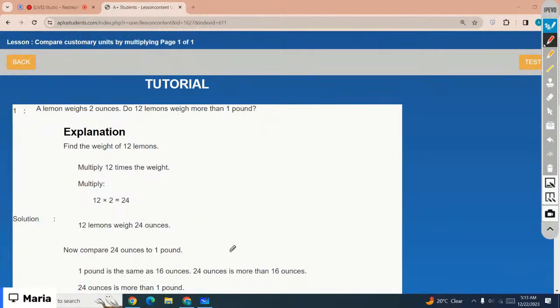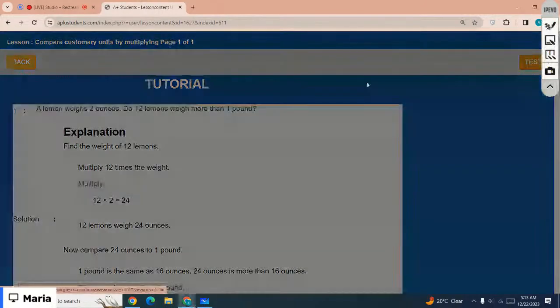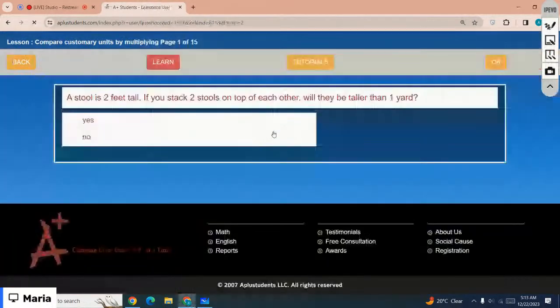Let's just start with the test questions. The basic thing is you are given the price of one thing. You have to calculate the price of more than one thing and then you have to compare, right? Okay, the next one is a stool is 2 feet tall. If you stack two stools on top of each, will they be taller than 1 yard?